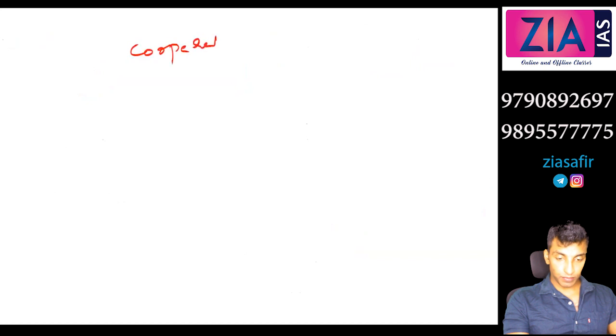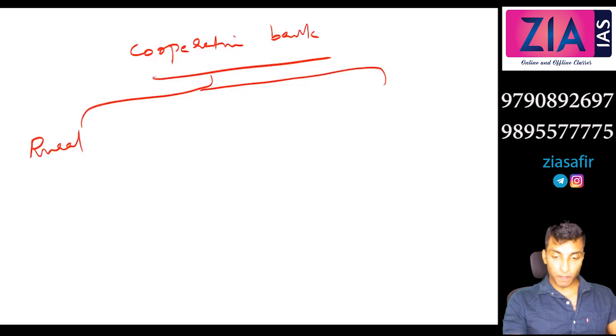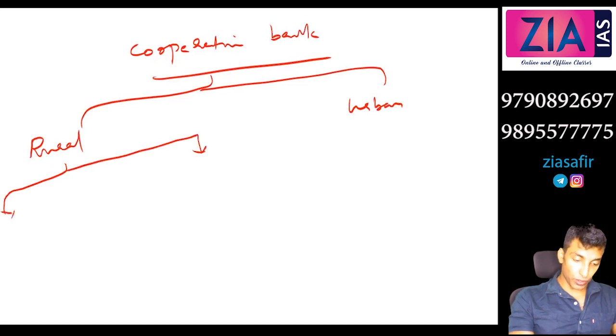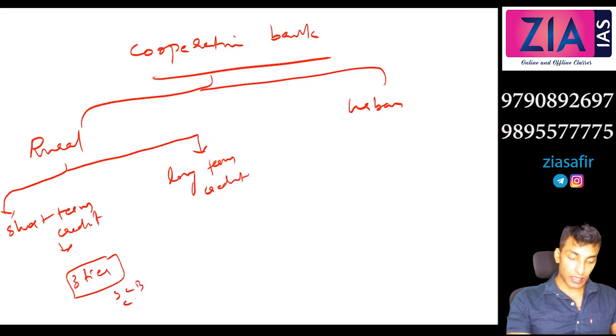Okay. So when we talk about cooperative banks, the structure is like this. I've told you already the tier 1, tier 2, tier 3 structure. Apart from that, there are rural and urban. We will be discussing more about rural only. In rural, there are short-term credit and long-term credit societies. Related to short-term, it is a 3-tier structure. We have discussed already the 3-tier structure: state level SCB, CCB, and the PACS, right? So this 3-tier structure we have discussed.